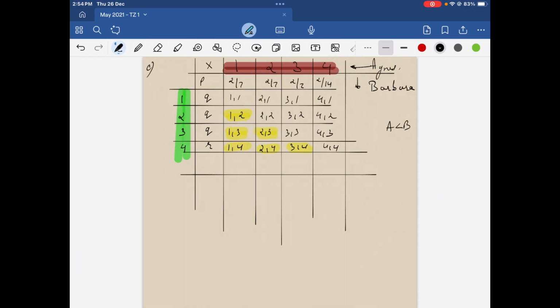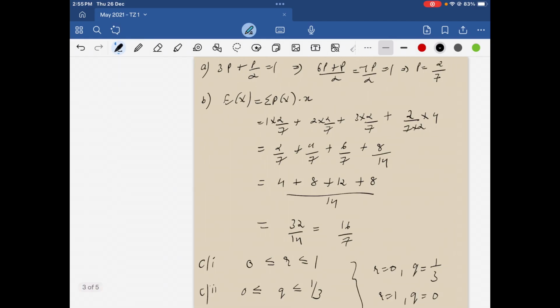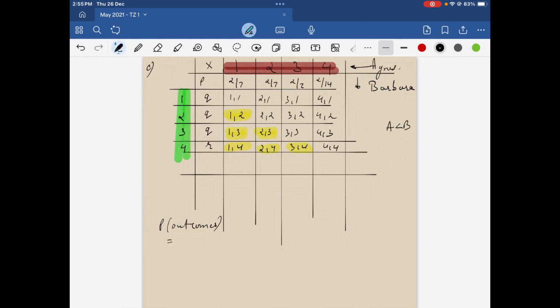So let us see what is the probability of these 6 outcomes. I am naming that as P of outcomes, which is equal to, let us try to understand, Agnes is getting 1. So, the probability I have written over here in the same table, the probability of 1 is 2 by 7 into, over here it is Q. I will highlight so that we understand with a separate color. This is 2 by 7 and this is Q. So, we are getting 2 by 7 into Q.